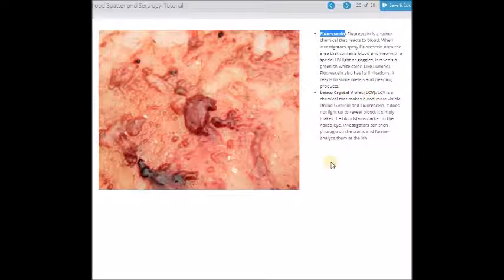And LCV, or leucocrystal violet, it's a chemical that makes blood more visible. Now, it does not light up to reveal blood. It simply makes the stains darker, so you can see it. You don't have to have a light or some other thing. You can just see it. It shows right then. And then you take a picture of it and send it to the lab.